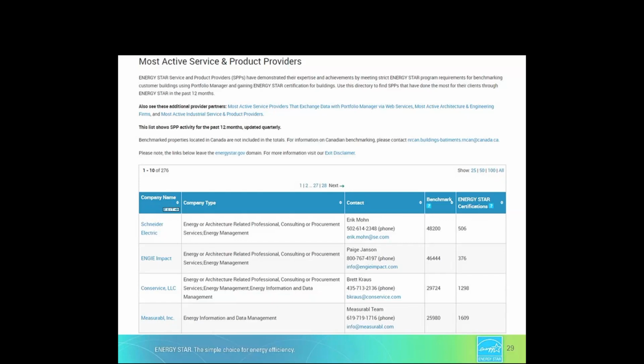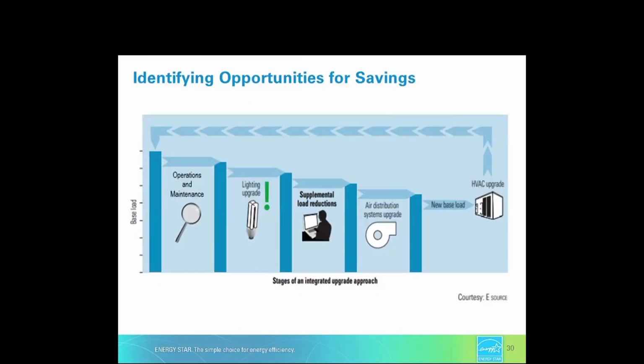So again, treasure hunts are things that can typically be organized and implemented internally. When we start talking about more detailed assessments like retro-commissioning or audits, that's when we really need to reach out to other market actors, and the service and product provider list can be a great resource to identify both the companies that can do this work, and also any incentives or rebates that may be available to help you pay for that work.